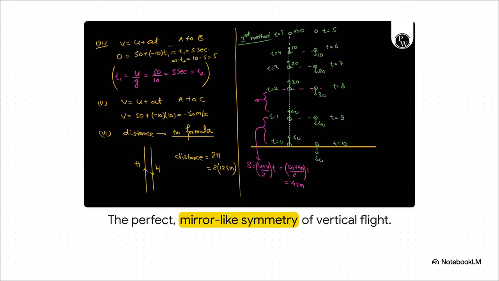Let's imagine launching a ball straight up into the air at 50 meters per second. Gravity basically steals roughly 10 meters per second of that speed every single second. So after 1 second, it's at 40, then 30, then 20, then 10. And finally, exactly 5 seconds later, its velocity is 0. It just hangs there in the air for a tiny fraction of a moment at a height of 125 meters before gravity yanks it back down. This is such a vivid demonstration of the perfect mirror-like symmetry of vertical flight.